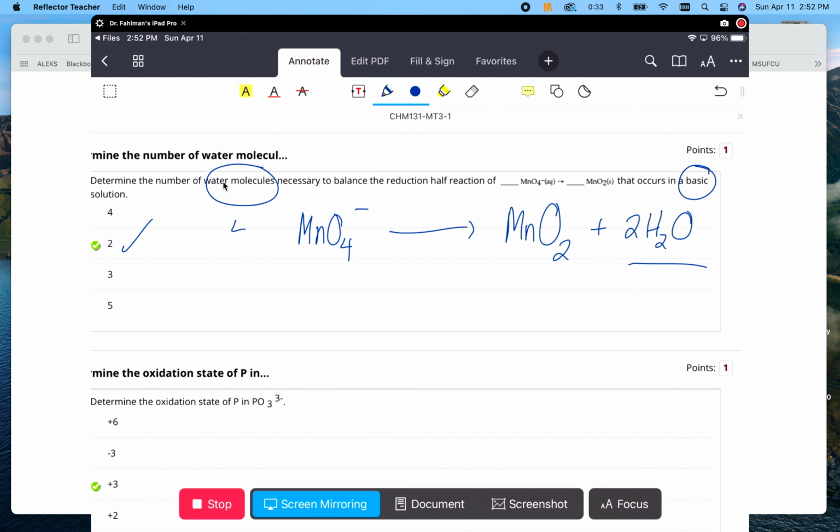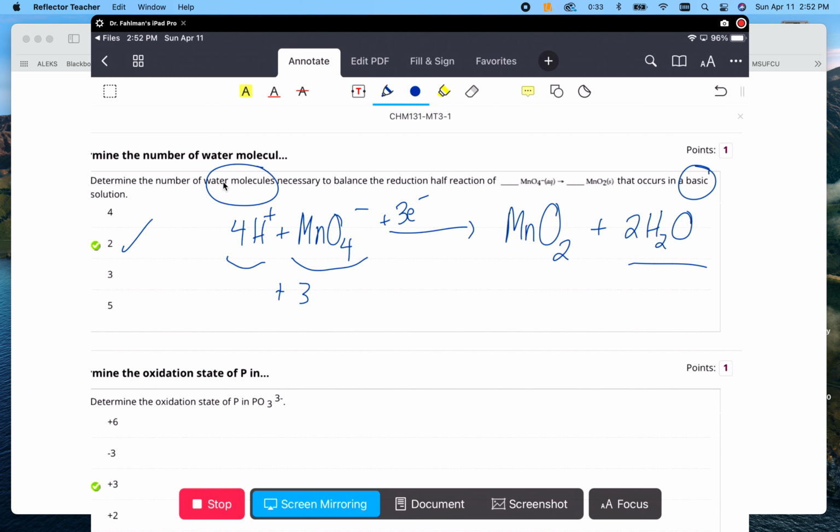now we're going to need a 4H+ over here. Okay, and now the whole right side is neutral, and we've got something that's a 4 plus and a minus 1, so this is a plus 3 over here. So you're going to need 3 electrons on that side. Okay, so now it's completely balanced.